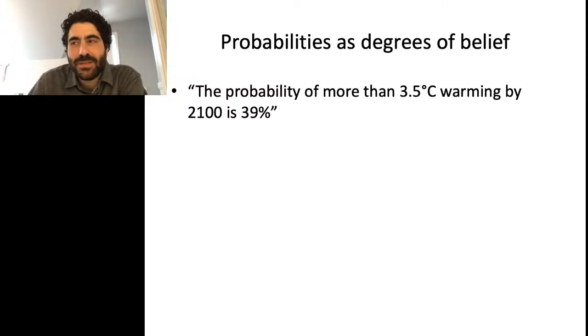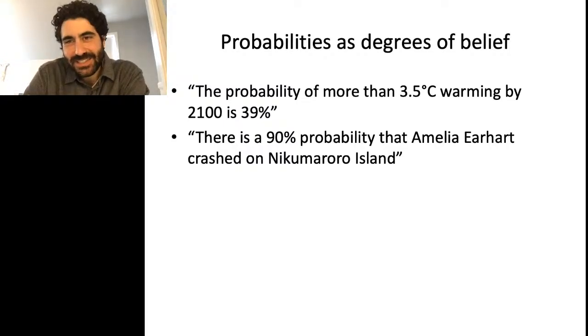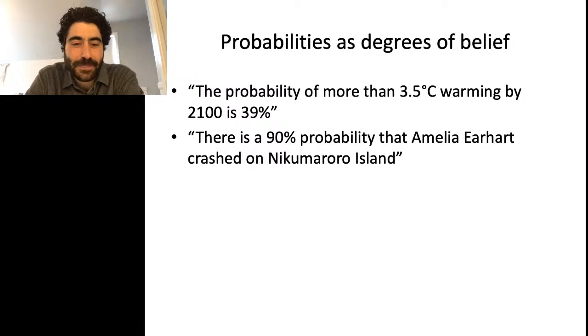People could also make these kinds of statements about the past, right? So we could say there's a 90% probability that Amelia Earhart crashed on a specific island. And again, this doesn't really make sense as a frequency because this is a single event that either happened or it didn't. And we don't know if it happened or it didn't. And this probability here is just about our beliefs based on the evidence that we have.